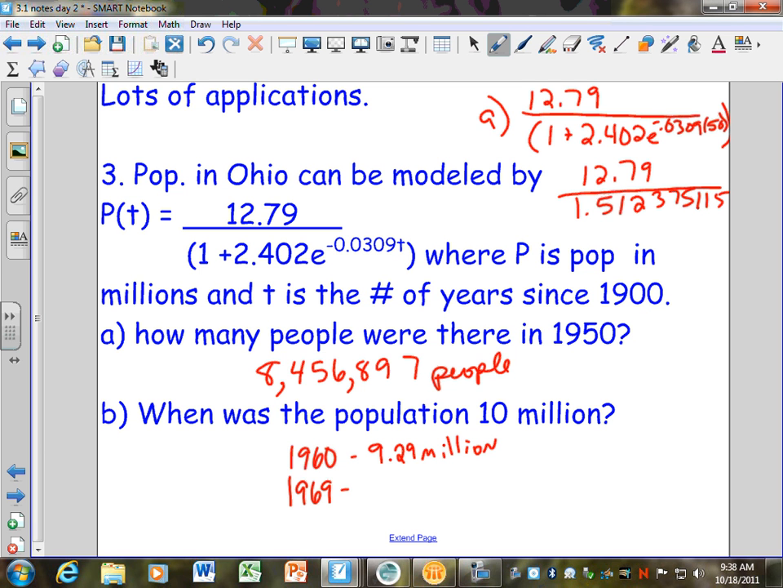But I did 1969 also. I got 9.95 million. So close. I bet 1970 is going to do it, right? I got 10.02 million. And how did I get these numbers? I plugged them in up here every time. So when was the population 10 million? In 1970.